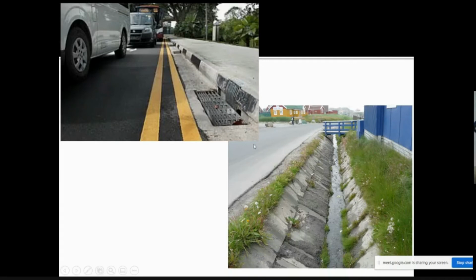Scupper ni kat lubang-lubang ni. Sepatutnya memang air kena lalu. Kan tadi I cakap dia ada gradient, air memang kena lalu masuk. Tolonglah lalu dan jangan bagi jalan raya banjir.